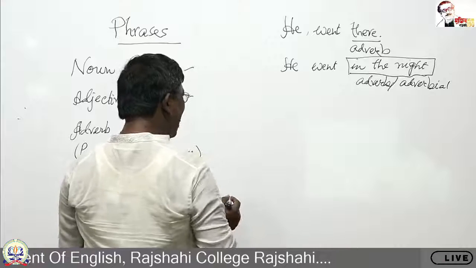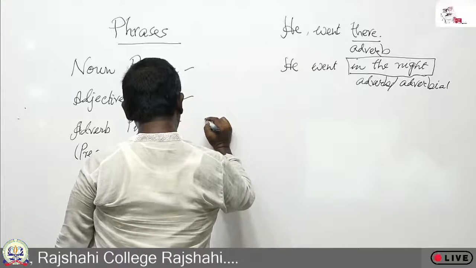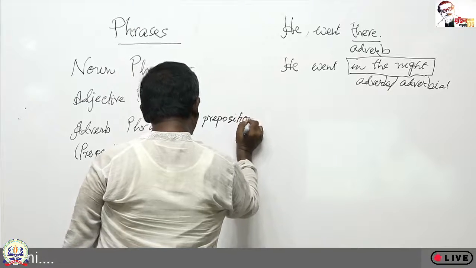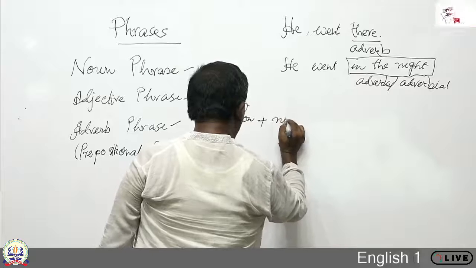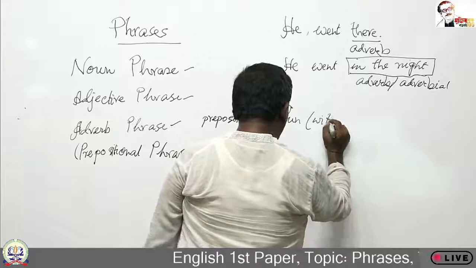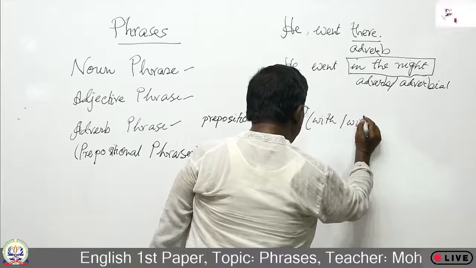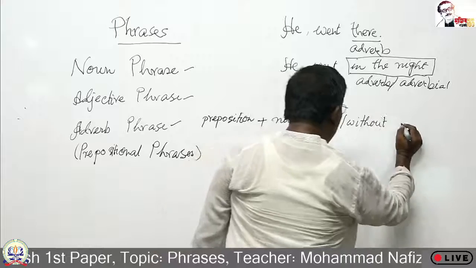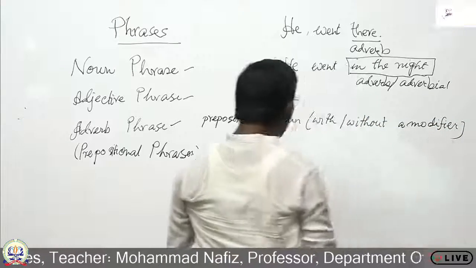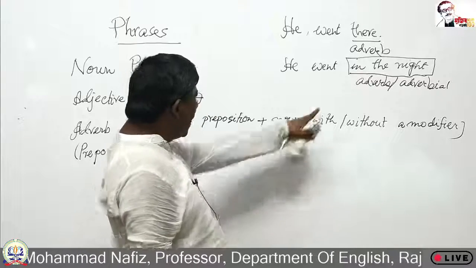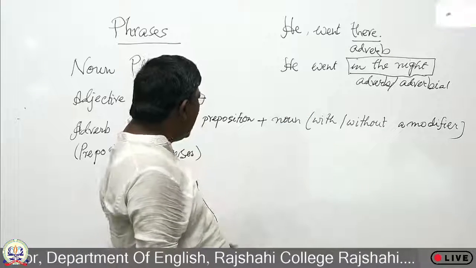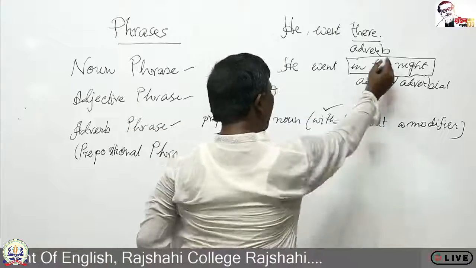An adverb phrase or an adverbial phrase is made with a preposition plus noun, much often with or sometimes without a modifier. Look at this sentence. Look at this prepositional phrase, in the night. We have the preposition in and the noun night with a modifier the.